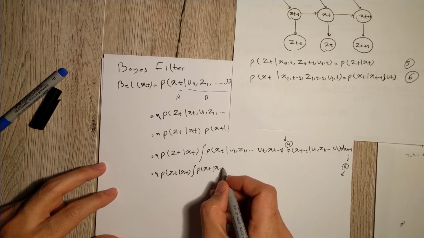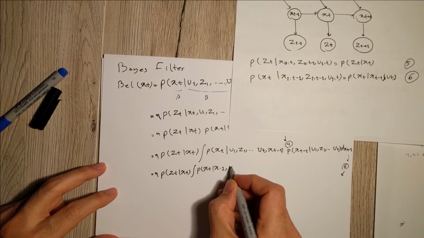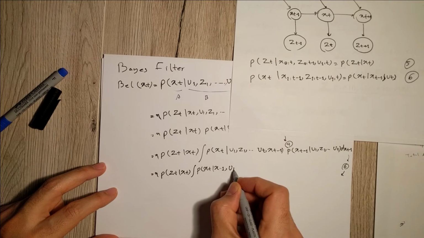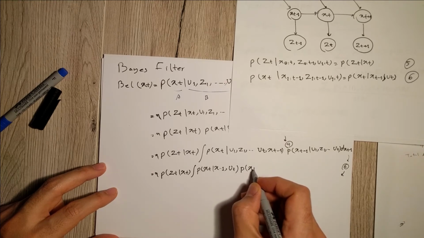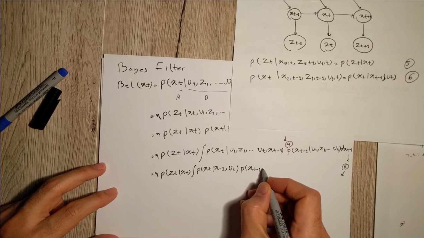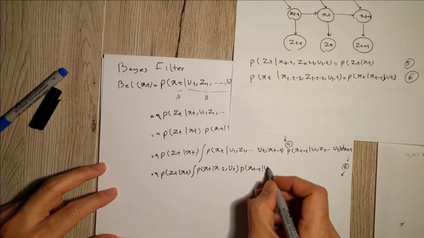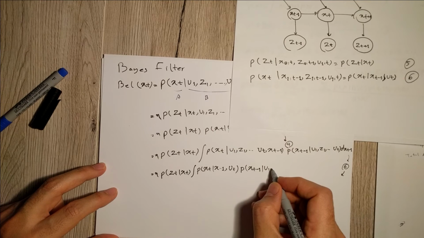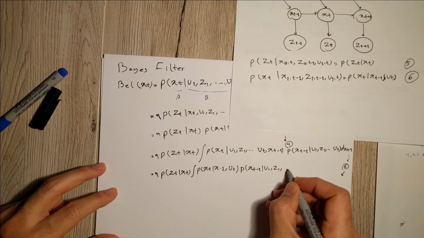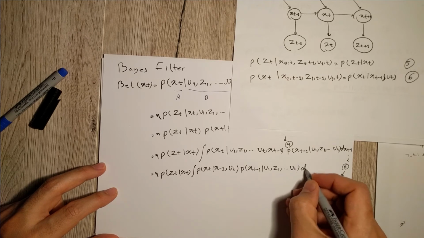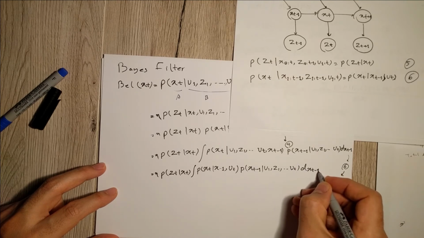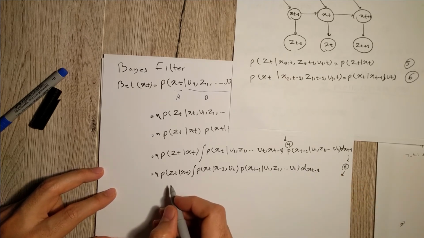motion command. So this guy is equal to xt minus 1 and ut, multiplied by a probability of xt minus 1 given u1 z1 ut, over all the xt minus 1.